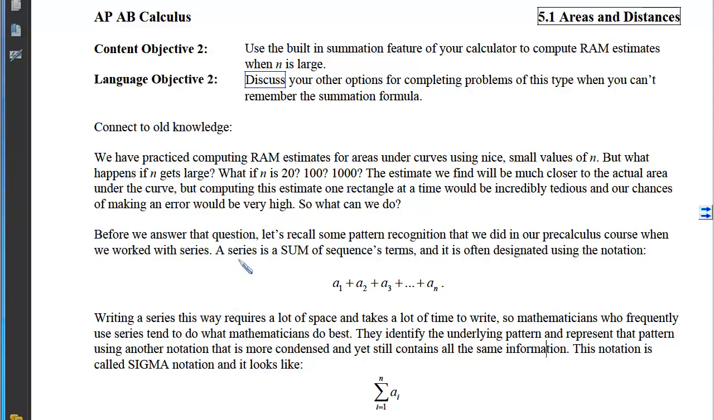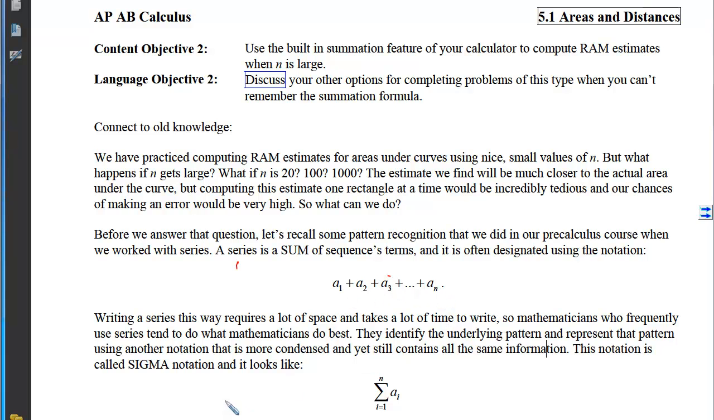Before we answer that question, let's recall some pattern recognition that we did in our pre-calculus course when we worked with series. I want you to remember that a series is a sum of sequence terms, and it's often designated using this notation here. We take the first sequence term, then the second, the third, and we add them all up, and we do that until we run out.